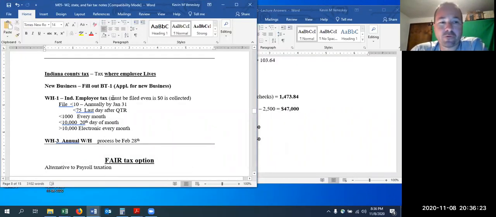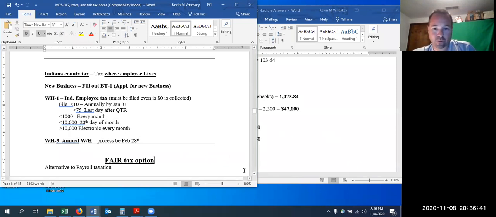So that's a little bit about the Indiana county tax. In Indiana, you file this WH-1. I'm not going to take any time to go through these. These are just what you have to file to show that you're paying the correct amount of state taxes.